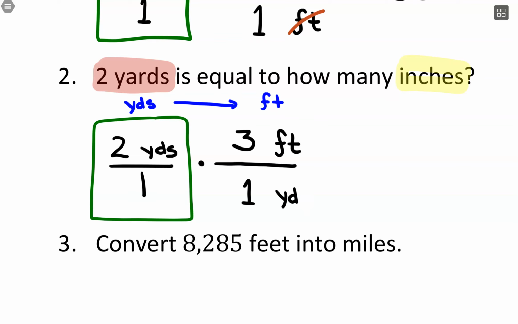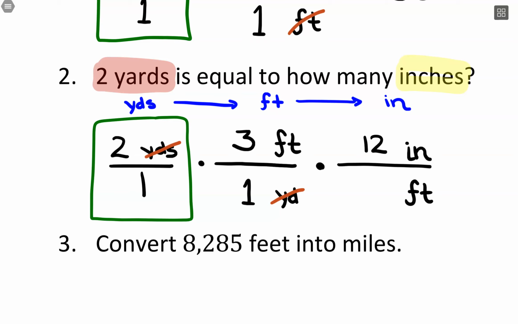And if I do that, then yards will cancel out and we'll have feet left over. But I want to convert to inches, so now I need to go one further and convert to inches. So I'm going to multiply with another fraction so that we're getting inches out and getting rid of feet. And we know that 12 inches is equal to 1 foot. Now if I do this, I have feet in the numerator, feet in the denominator, so those also cancel out, and then we have just inches left over.